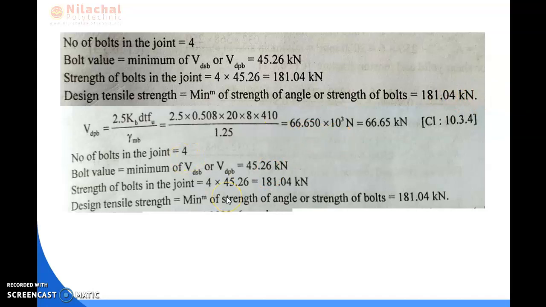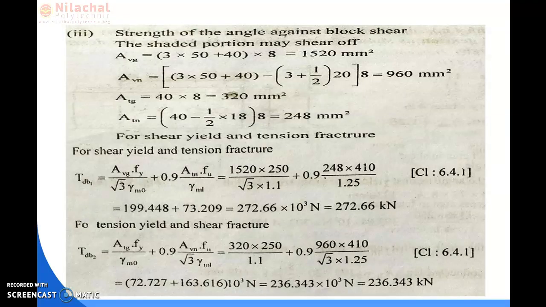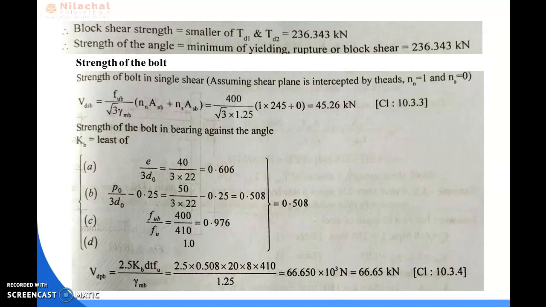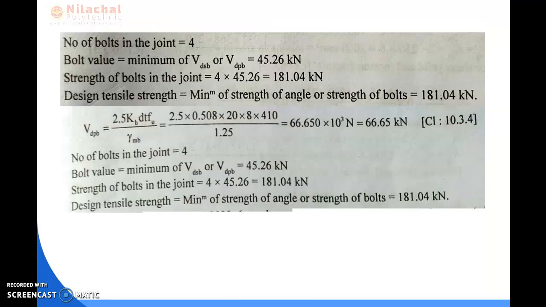Hence, the design strength of the angle section is the minimum of strength in angle section and strength in bolt. So, you can see the strength of bolt we got as 181.04 and the strength of the angle section we found out as 236.343. Hence, the design tensile strength is equal to the minimum of strength in angle and strength in bolt, which is 181.04 kN.